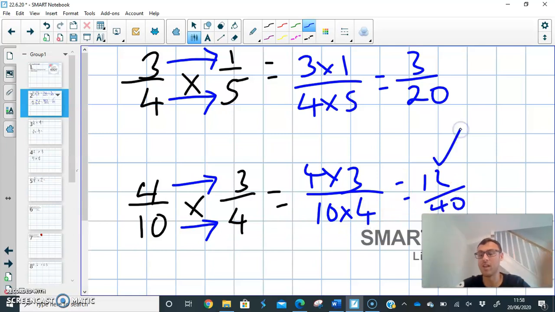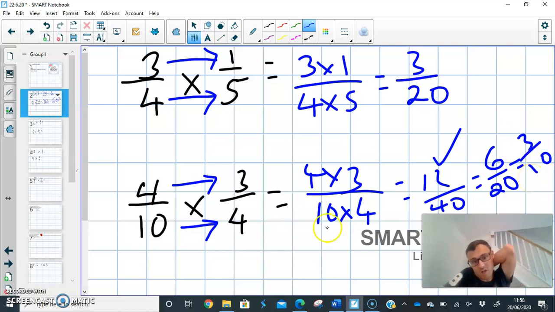Now, I can leave my answer like that. It doesn't say in the question to simplify, but I do know that my 2's go into 12, so I can simplify it to make it smaller. So half 12 is 6 and half 40 is 20. And again, 2's go into 6 and 20, so I can divide by 2 again, which gets me to 3/10. So that would be my simplified answer.